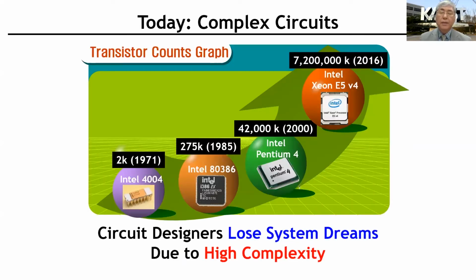But today, hardware has become so complicated. For example, the Intel Xeon E5 V4 contains 7.2 giga transistors inside. It's too complicated, so one person cannot handle it. Because of such hardware complexity, circuit designers lose system dreams. And perhaps most of you never ever think you can develop your own hardware or your own semiconductor. But you can do it.